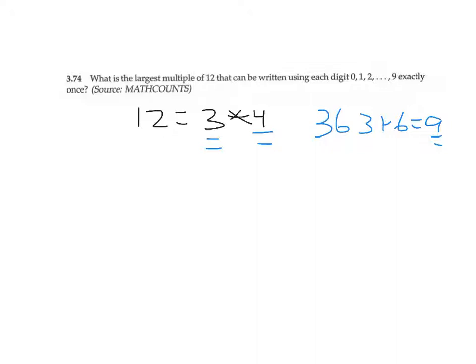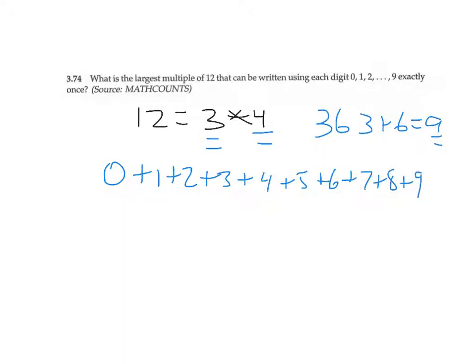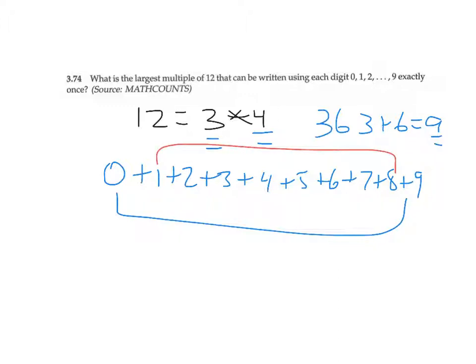So let's look, and if we look at the numbers, 0 plus 1 plus 2 plus 3, the digits rather, plus 4, plus 5 plus 6 plus 7 plus 8 plus 9, well, if we pair them up, we get a bunch of 9s, don't we? So 9 and 0, and 1 and 8, and 2 and 7, and 3 and 6, and 4 and 5. So we get these 5 9s, which add up to 45, and 45, of course, is divisible by 3.